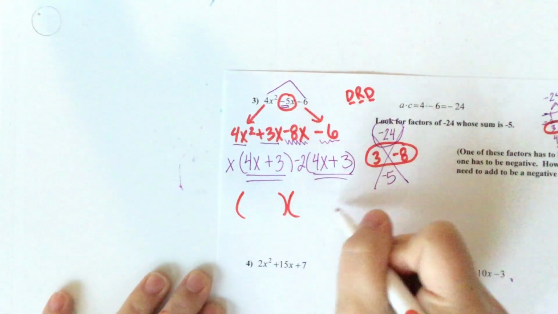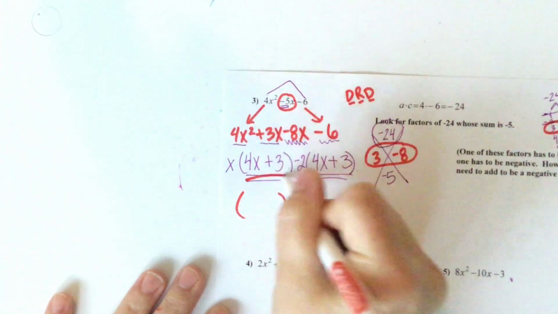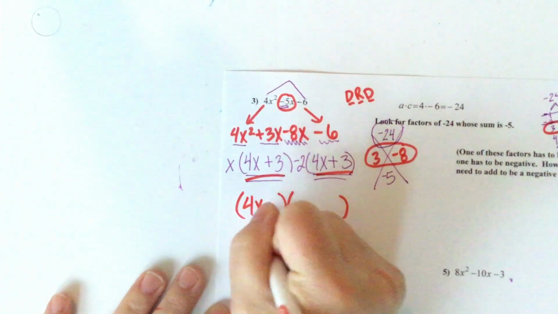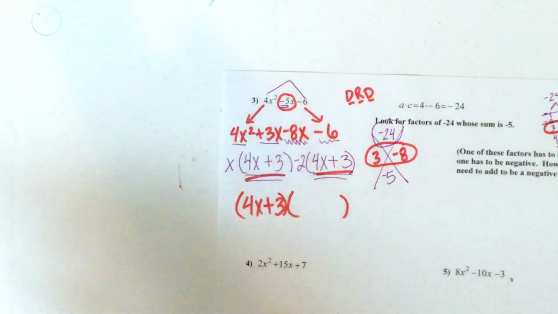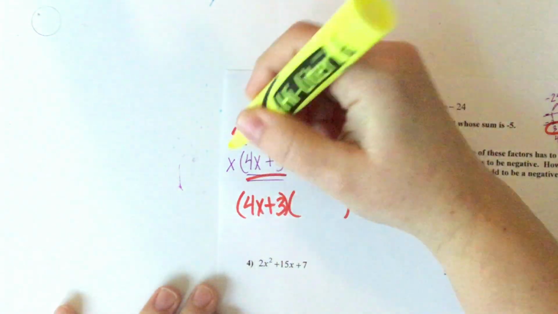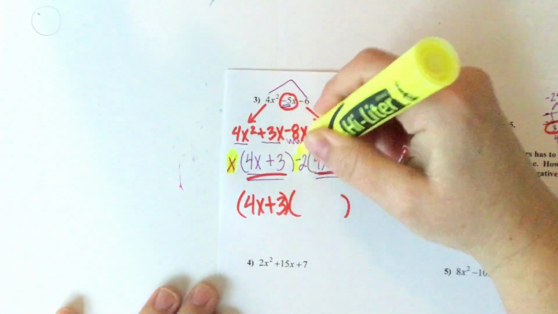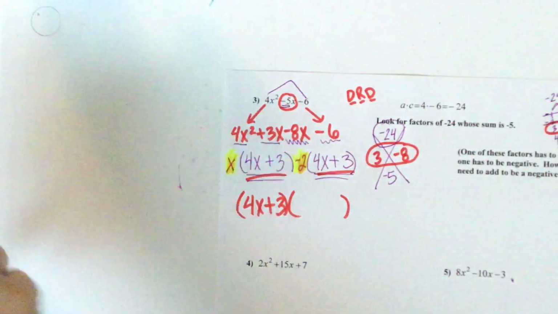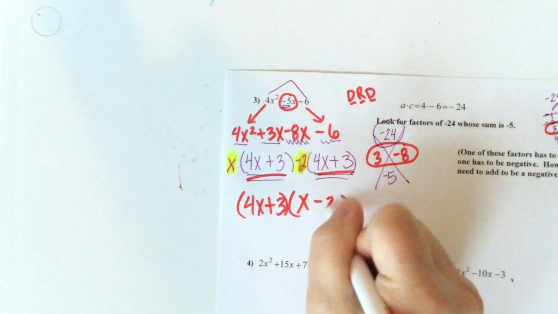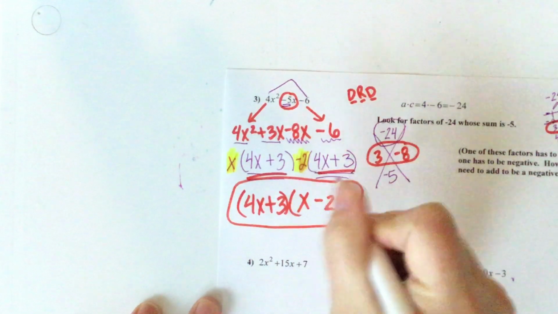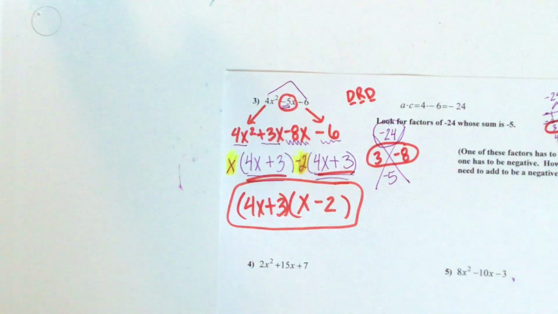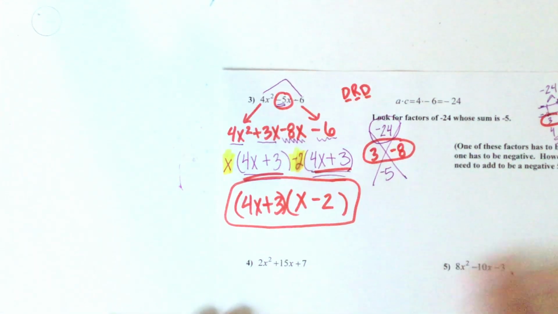Can you tell me what goes in one of them? 4x plus 3. And in the other set, x minus 2. It's whatever is left over, the guy in the front and the guy in the middle. So x minus 2. And that's your answer, which you could always multiply out and make sure that it gives you what you started with. But it does. Okay, what'd you think of that?